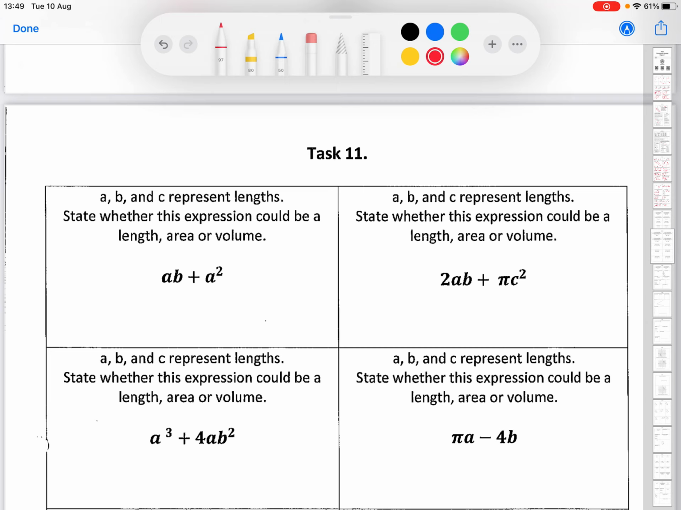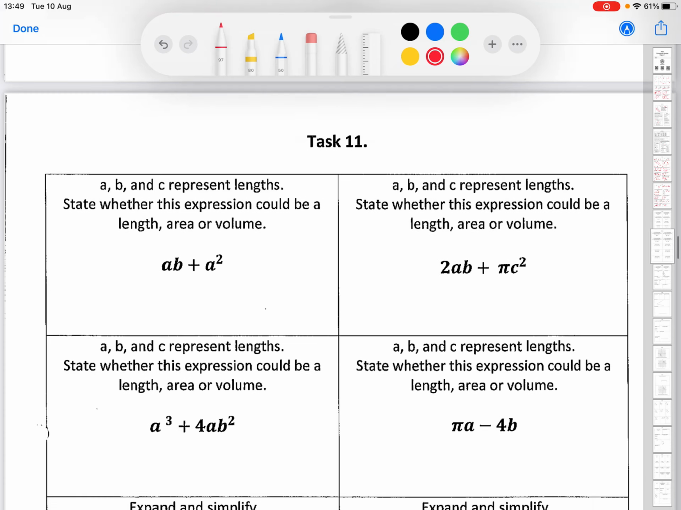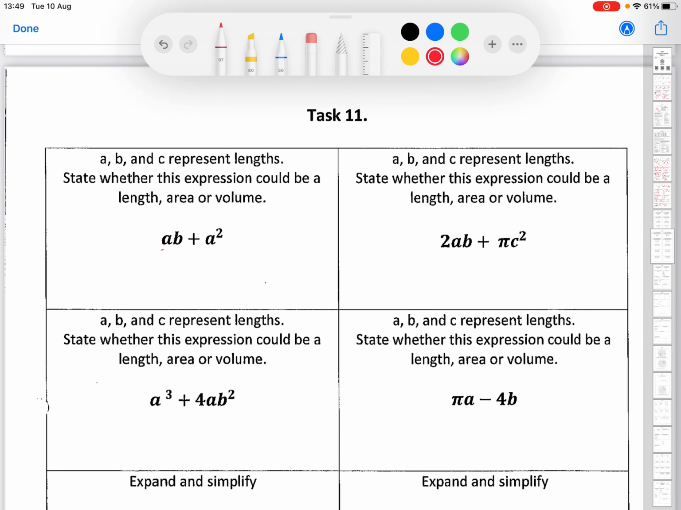So let us go through task 11. We're going to state whether it's a length, area, or volume, or it can be impossible. So this one we've got 2, so that's an area. This one we've got 2, so that's an area, so therefore it's going to be area. So length is 1, area 2, volume 3. This one we've got 2 letters. This one we've got 2 letters. Numbers, irrelevant, basically. So you don't really need the big numbers in front. Pi is obviously a number.